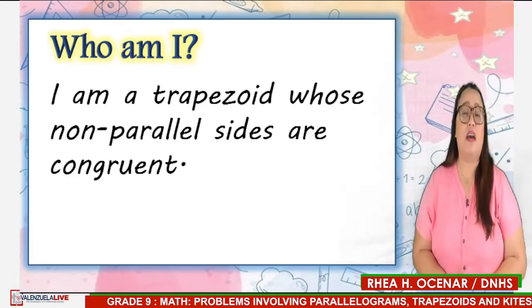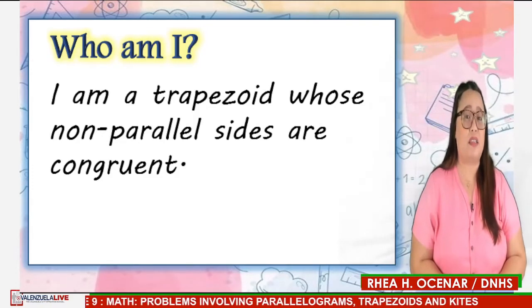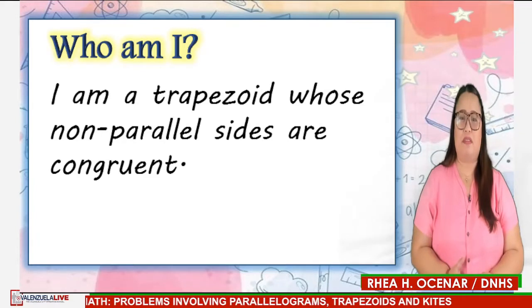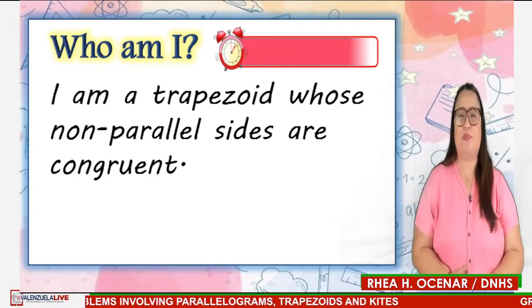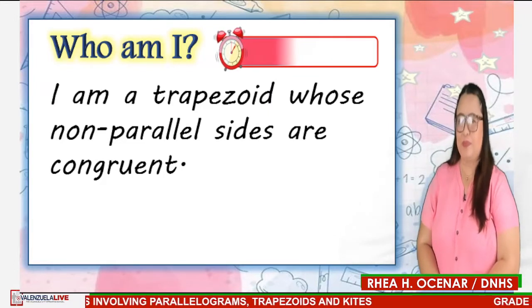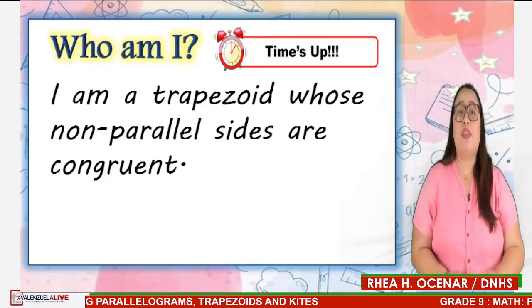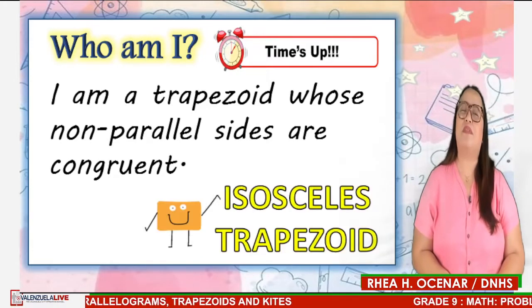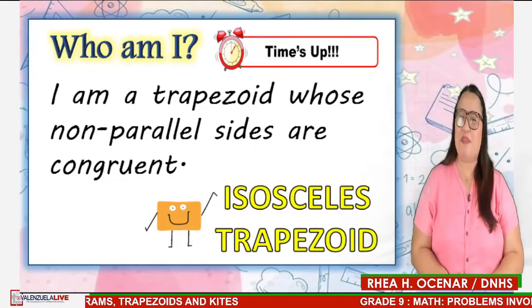Who am I? I am a trapezoid whose non-parallel sides are congruent. Key in now your answer. Time's up. The correct answer is isosceles trapezoid. Last statement.